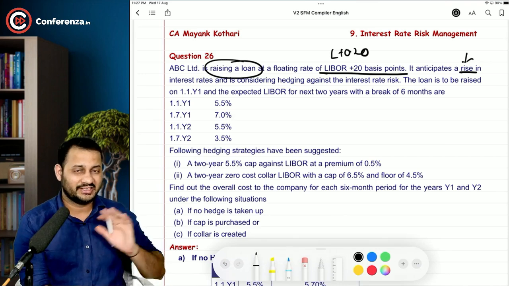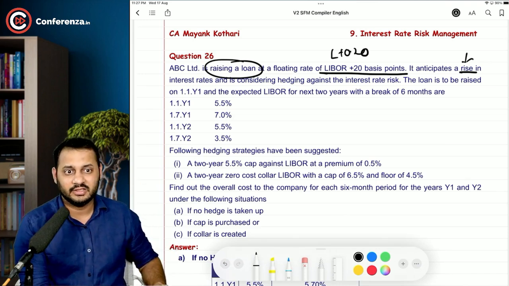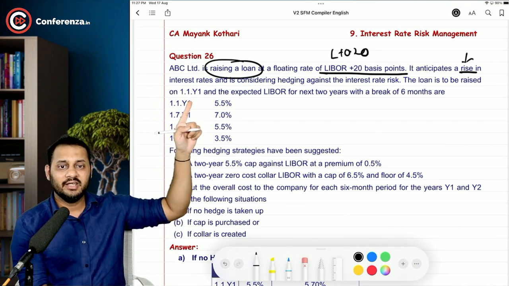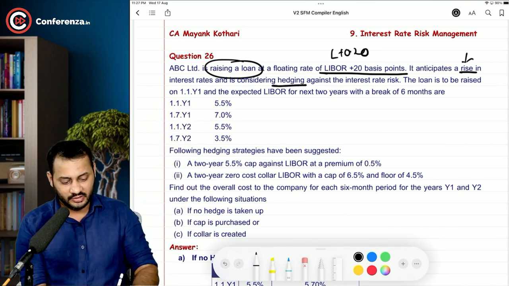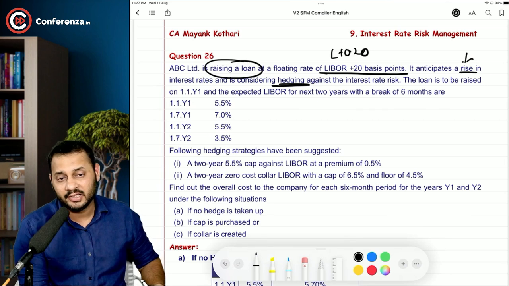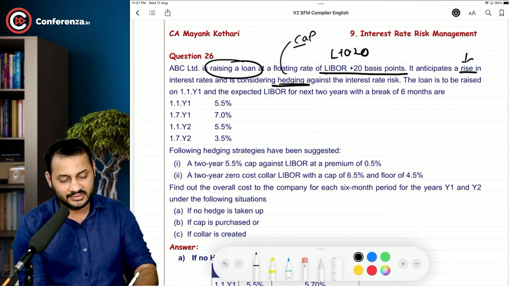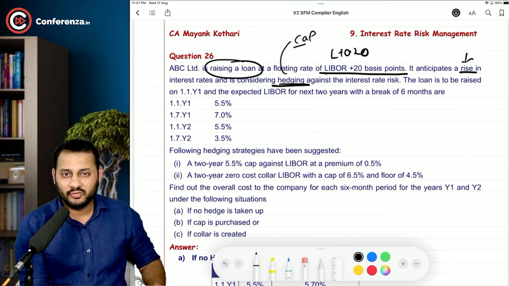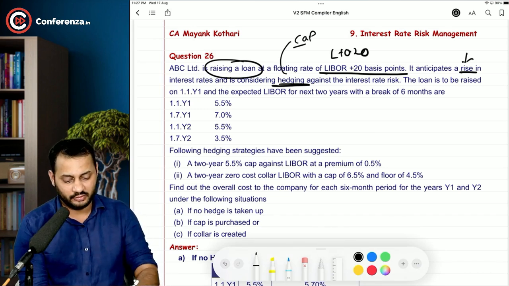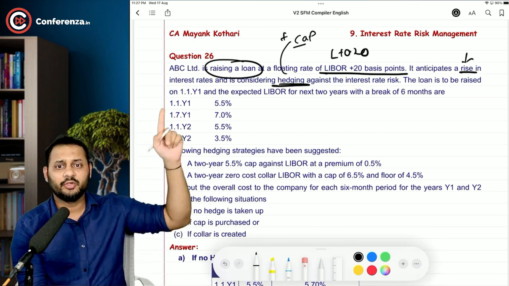I told you, most of the time the question is about borrowings and interest rate, and it is considering hedging against the interest rate risk. What will you buy in order to hedge the increase in interest rate? The only thing that you should buy is a cap option. But if you are a little greedy, you will also sell a floor. You will obviously buy the cap option in order to hedge.